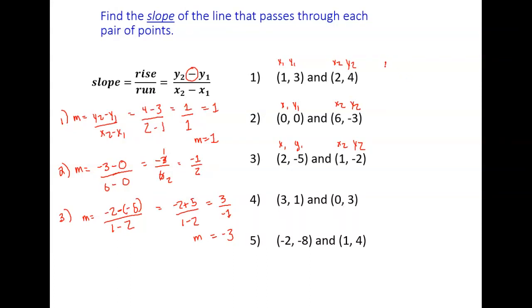And we'll do number 4 over here. So I have just labeled them. So my y2 of 3, take away my y1, which is 1, over my x2, which is 0, take away my x1, which is 3. 3 take away 1 is 2, over -3. So I have a slope of -2 over 3.